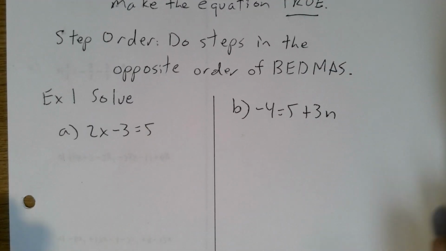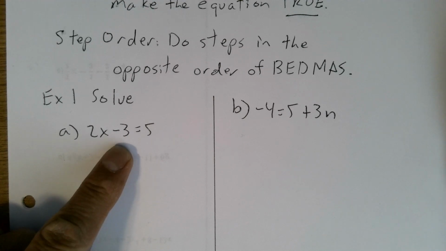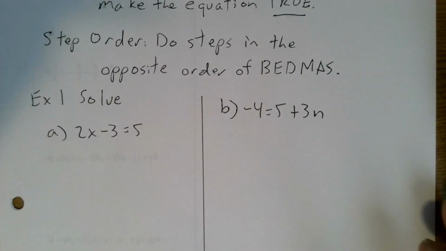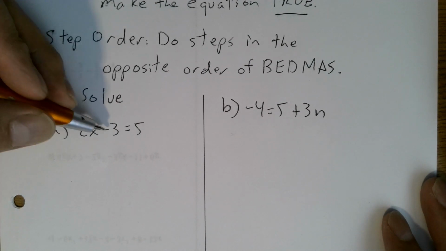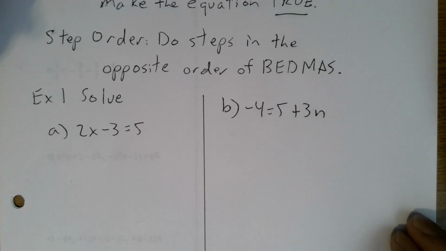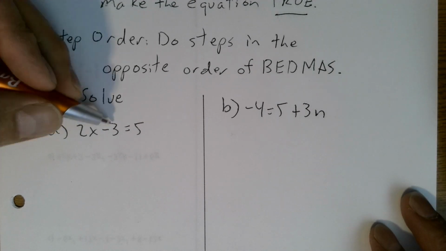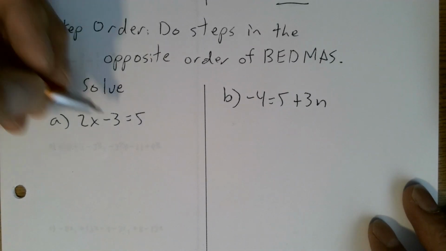So in example 1, we've got 2 times x minus 3. So there's two things keeping the x from being on its own here. We're multiplying by 2 and we're subtracting 3. BEDMAS, order of operations, we'd multiply before we subtracted. So as far as our step order goes, we want to deal with the subtraction first.